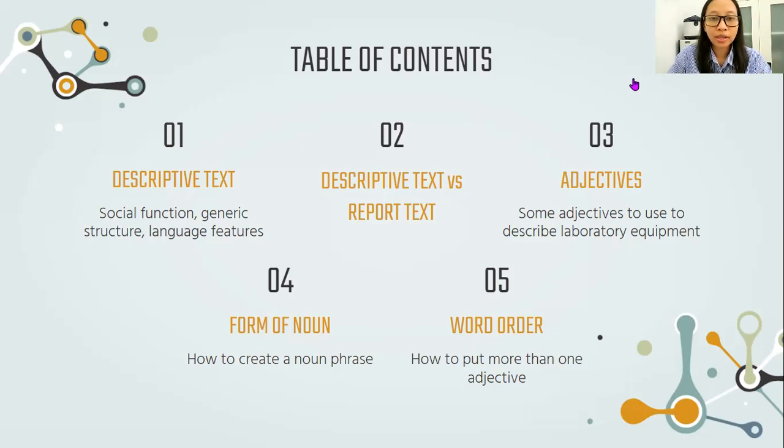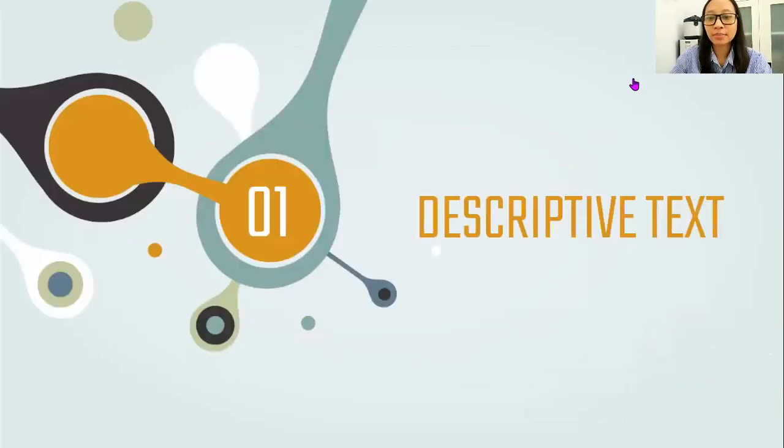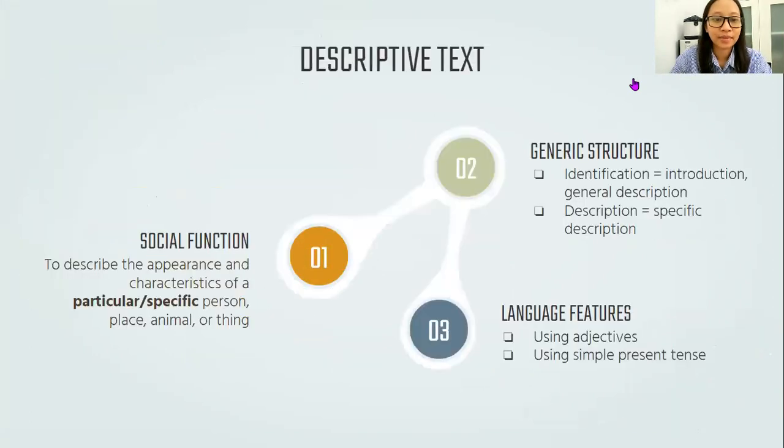I would like to explain how to create a noun phrase. And in point 5, if you want, I would like to explain if you want to put more than one adjective in one sentence or in one noun phrase. The first is about the descriptive text. What is the function of a descriptive text?